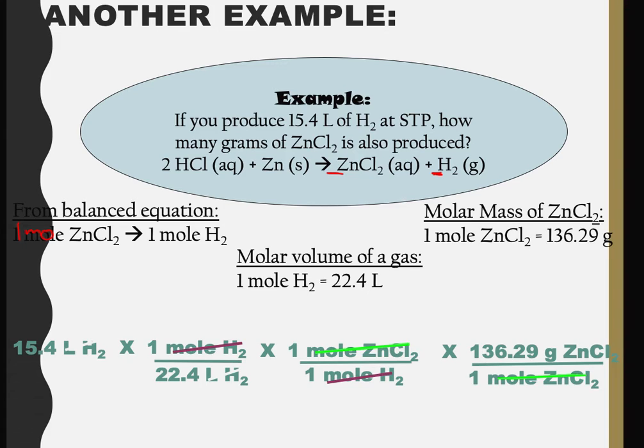So then to plug this into your calculator, and I would encourage you to put this into your calculator now so that you can practice this, it would be 15.4. And then because the 22.4 is on bottom, I'm going to divide. So 15.4 divided by 22.4 times 136.29. Right? I'm ignoring all of the ones because when you multiply by 1 or divide by 1, nothing happens. And I get an answer of 93.7 grams. So if you punch this into your calculator and you did not get 93.7 grams, then you did something wrong.